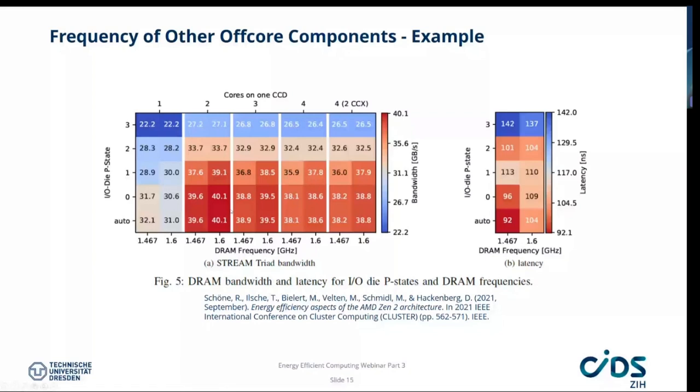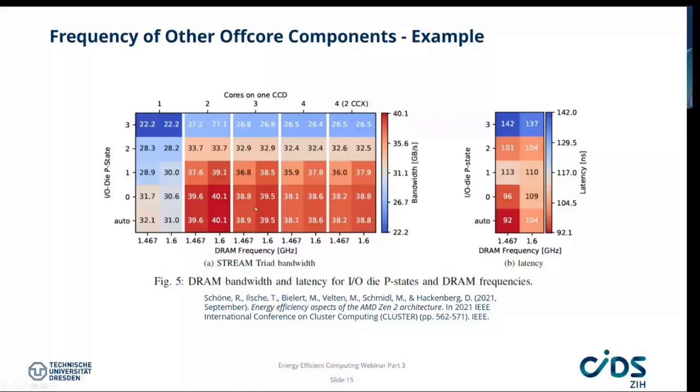So we see here that obviously the lower the I/O die P state, so the higher the frequency, the higher the bandwidth will be. The higher the DRAM frequency is, the higher the bandwidth will be. So that's something that we would expect. We've also seen earlier that AMD will only get the highest bandwidth if you don't use all of the cores, but only a subset of the cores. So that's also somewhat of expected behavior.